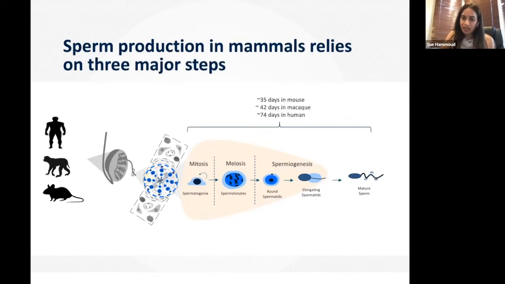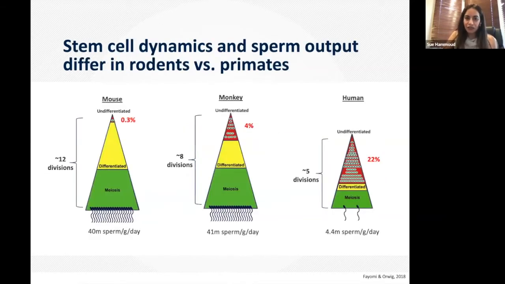But the duration of the process varies across species: it takes about 35 days in mouse and 74 days in human. We also know that the organization, or differentiation trajectory, of the germ cell population is very different across species. In the mouse testes, a very small fraction of the cells are the undifferentiated spermatogonia, shown here at the top of the pyramid, and these constitute about 0.3% of the total cells within the testes.